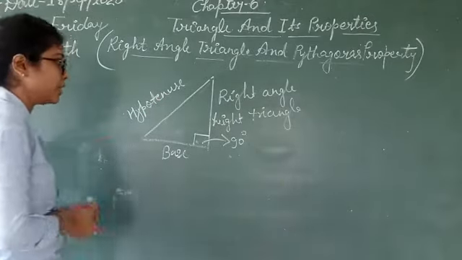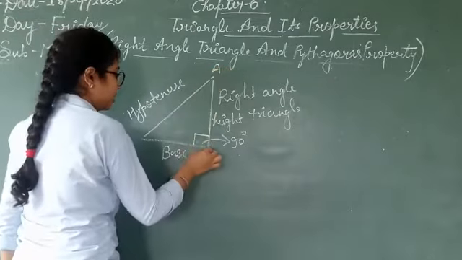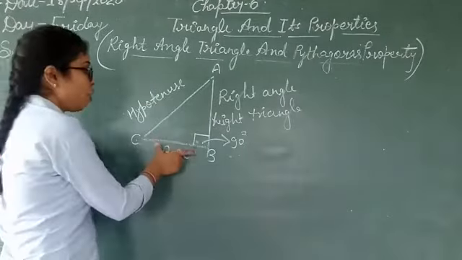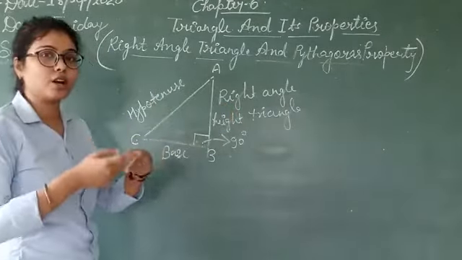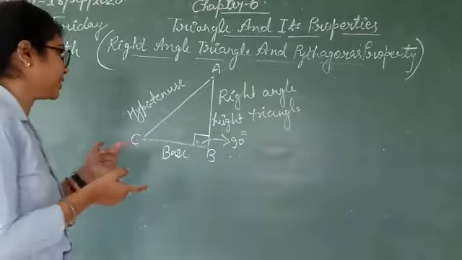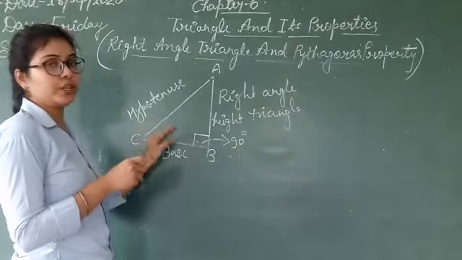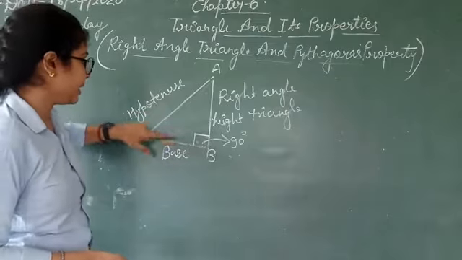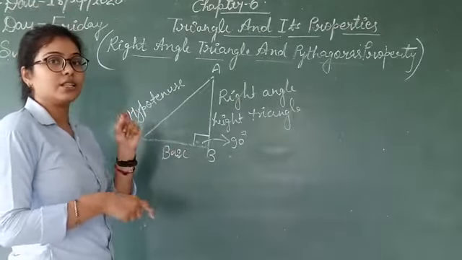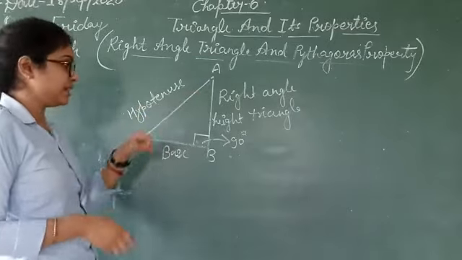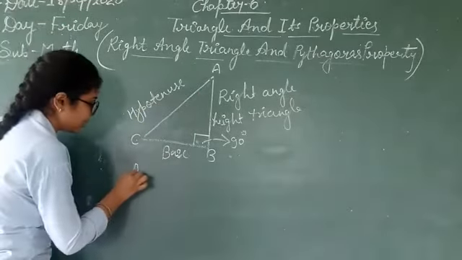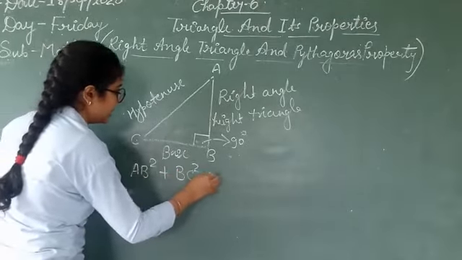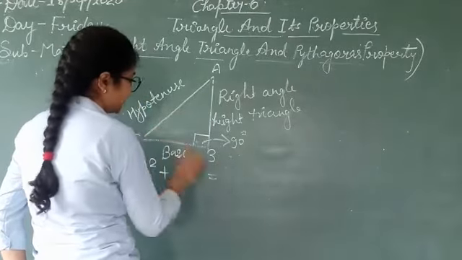What does Pythagoras theorem say? If this is A, B and this is C, then Pythagoras theorem says that the sum of the squares of the two smaller sides will be equal to the square of the hypotenuse. Now look here, these are the two smaller sides, that means AB and BC. So AB square plus BC square is equal to AC square.